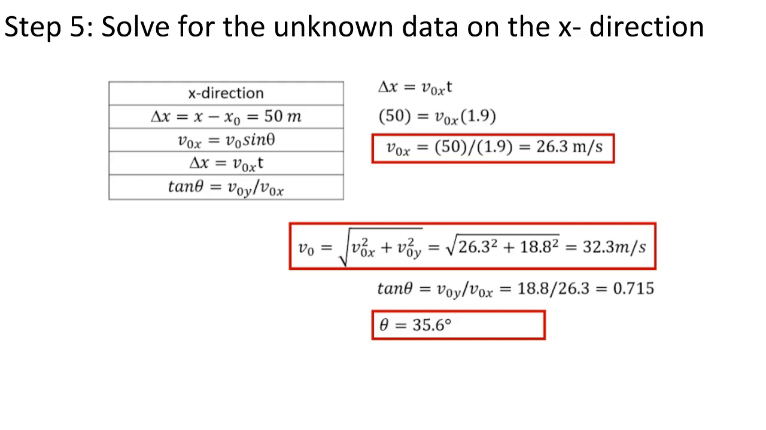Now we're going to use the formula tan theta equals v0y over v0x. And in order to find theta, we're going to divide and find the inverse tangent, and we get a final value of 35.6 degrees.